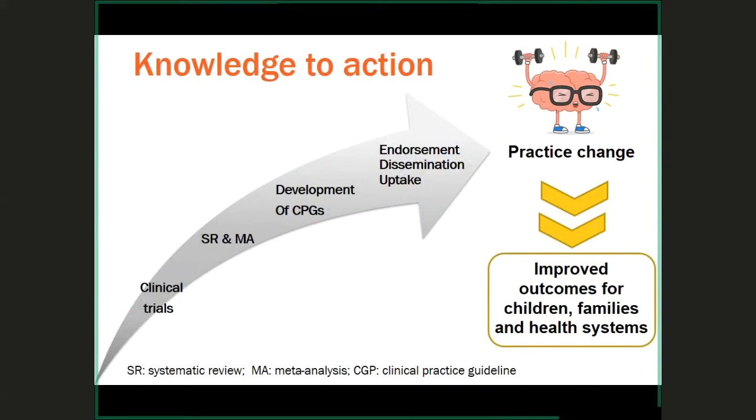So as I mentioned, one clinical trial isn't likely to change practice. So clinical trials and evidence go through this sort of knowledge to action cycle where we look at multiple clinical trials. We do evidence synthesis, so we look at systematic reviews and meta-analysis. We use those to develop clinical practice guidelines, which then get championed and endorsed by our key opinion leaders. Then they can be disseminated and shared, and eventually some change management will occur.